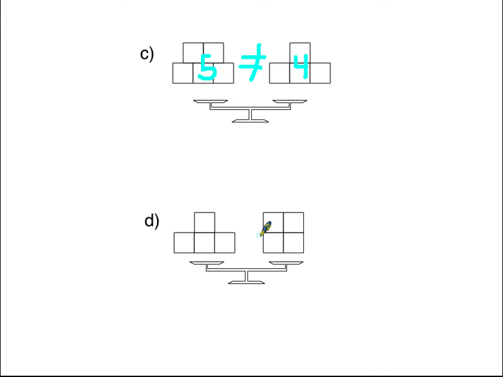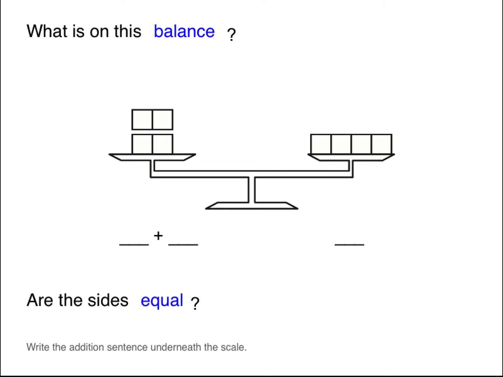How about over here? Yes, 4 is the same as 4. It doesn't matter if it's in a cube or stacked more like a triangle, 4 is still the same as 4. So are the sides equal? Here we have 1, 2, 3, 4. Here we have 1, 2, 3, 4.